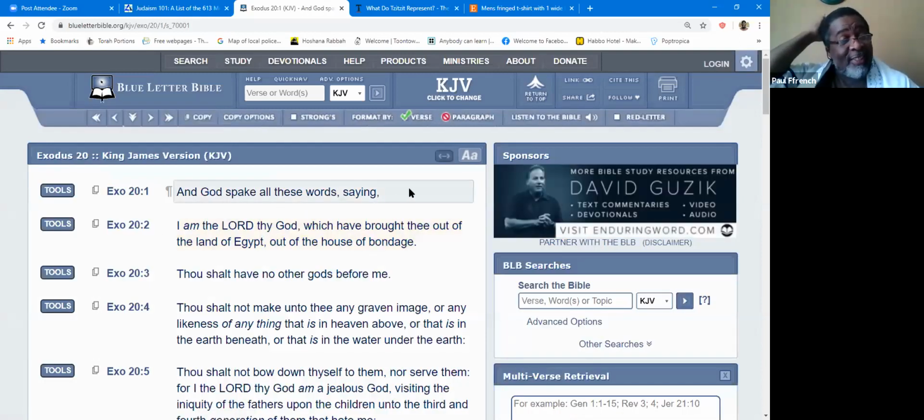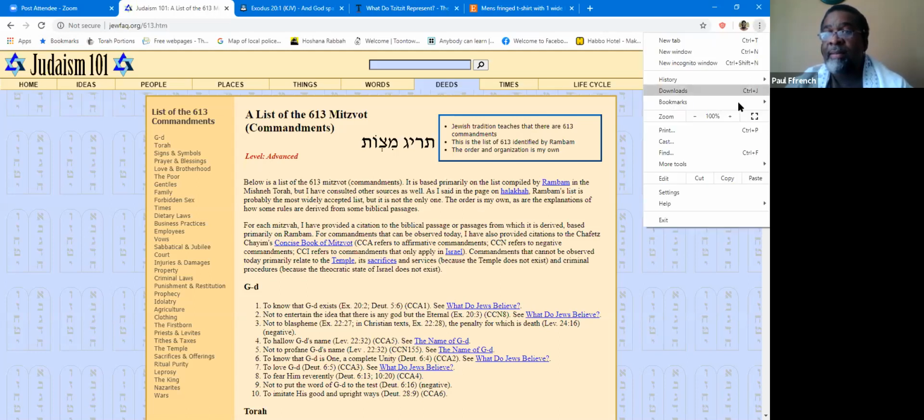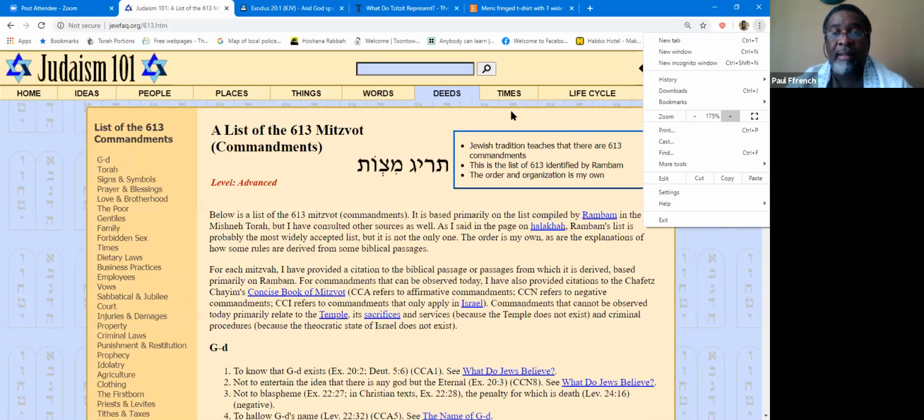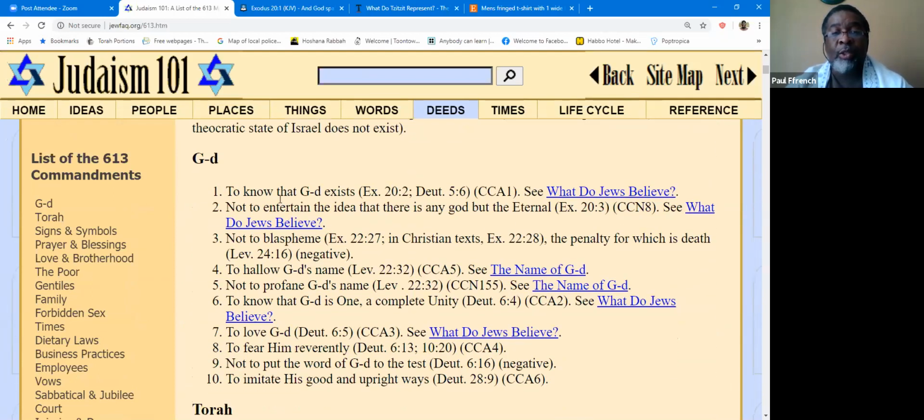Okay, so the first is very important. It says, "And God spake all these words, saying..." See, it's God again speaking all these words. "I am the Lord thy God that brought thee out of the land of Egypt, out of the house of bondage." So the first one is that we must believe in God. See the list? I think this list here says, number one, to know that God exists. Exodus 20, verse 2. All right.